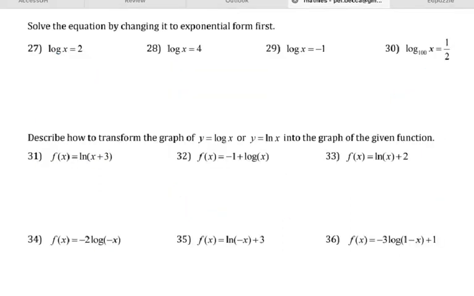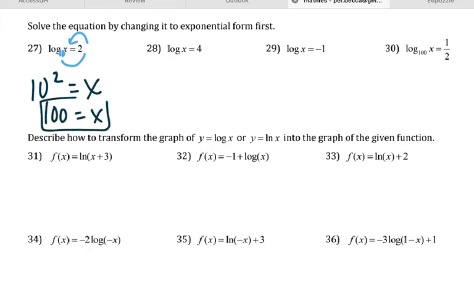Solve the equation by changing it to an exponential first. Easy. This needs a 10, or else it doesn't work. Has to have a base there, so its base is 10. Now I can snail. So 10 to the 2nd power equals x. Well, obviously, 10 to the 2nd power is 100, so 100 equals x.